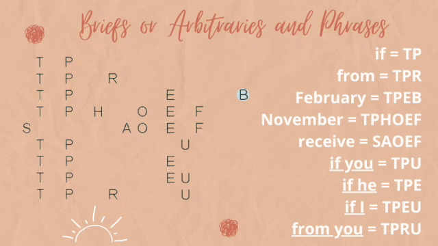Okay, we have here briefs or arbitraries and phrases, applying what we have learned, or the letters being introduced in lesson 25. So we have "if". Again, initial TP is "if". Then we have "from", "February", and "November". So we have another two additional months here. "Receive", then we have phrases: "if you", "if he", "if I", and "from you".